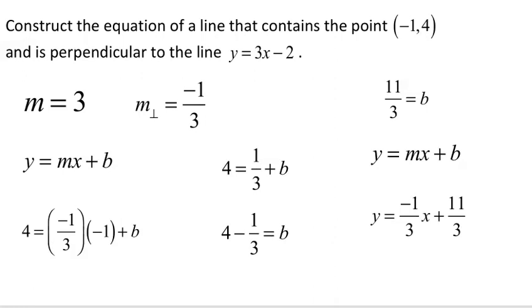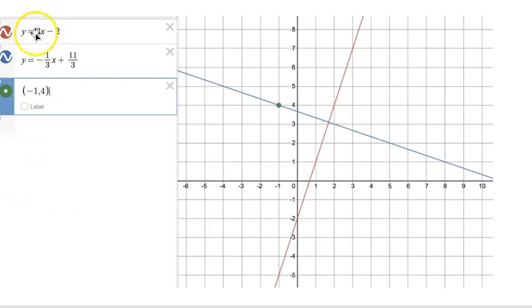So let's take a look at those two lines. We had y equals 3x minus 2, and we have y equals negative 1/3 x plus 11/3. Let's see when we graph them if they appear to be perpendicular. 3x minus 2 is in red, intercept of negative 2, rise 3, run 1. Negative 1/3 x plus 11/3 is in blue, and you'll notice the green dot, negative 1, 4, the blue line indeed goes through that green dot.